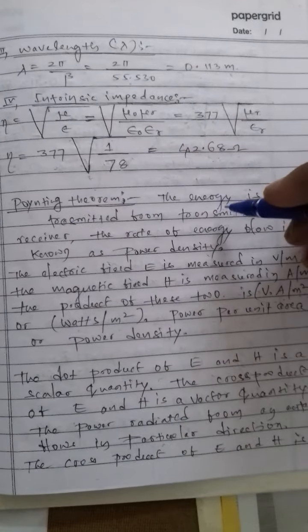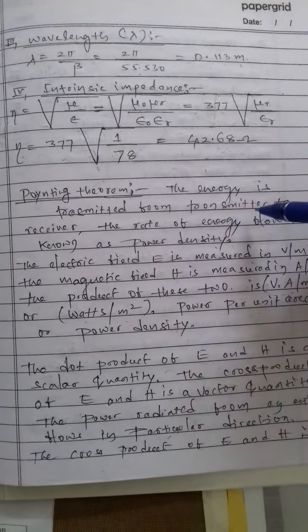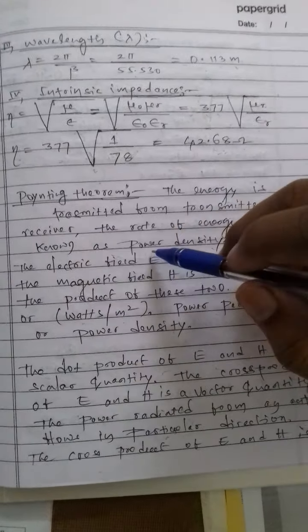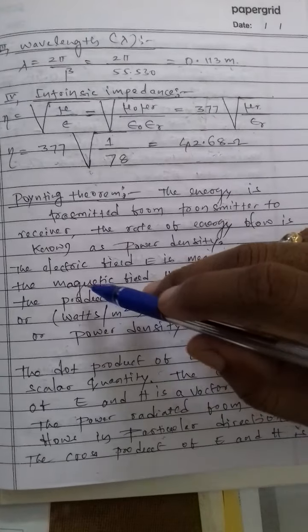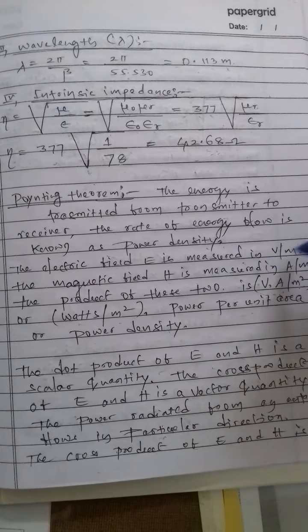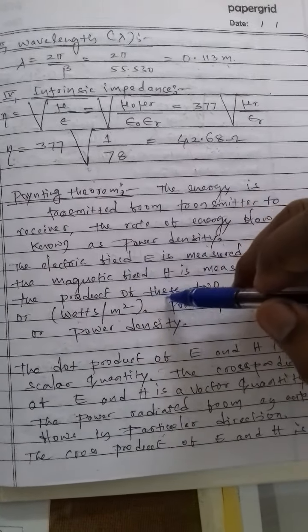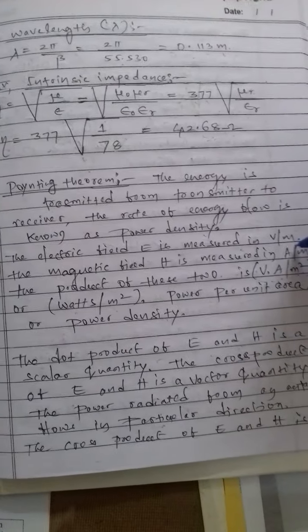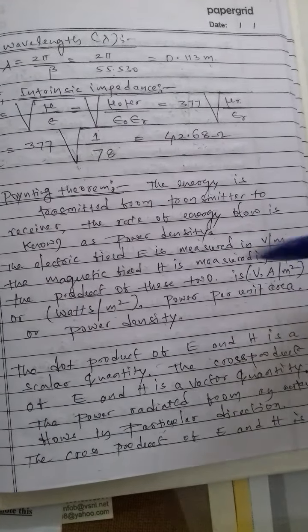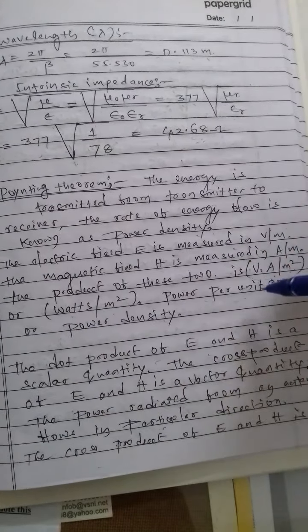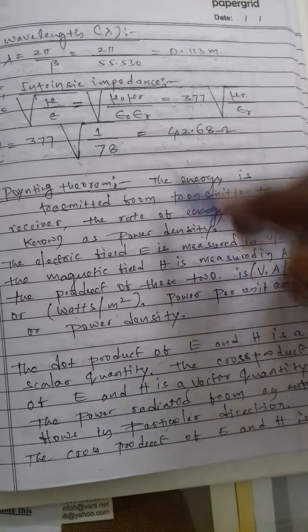Poynting theorem: the energy is transmitted from transmitter to the receiver. The rate of energy flow is known as the power density. The electric field is measured in volts per meter. The magnetic field H is measured in amperes per meter. The product of these two is volt ampere per meter square, or watts per meter square, power per unit area or power density.